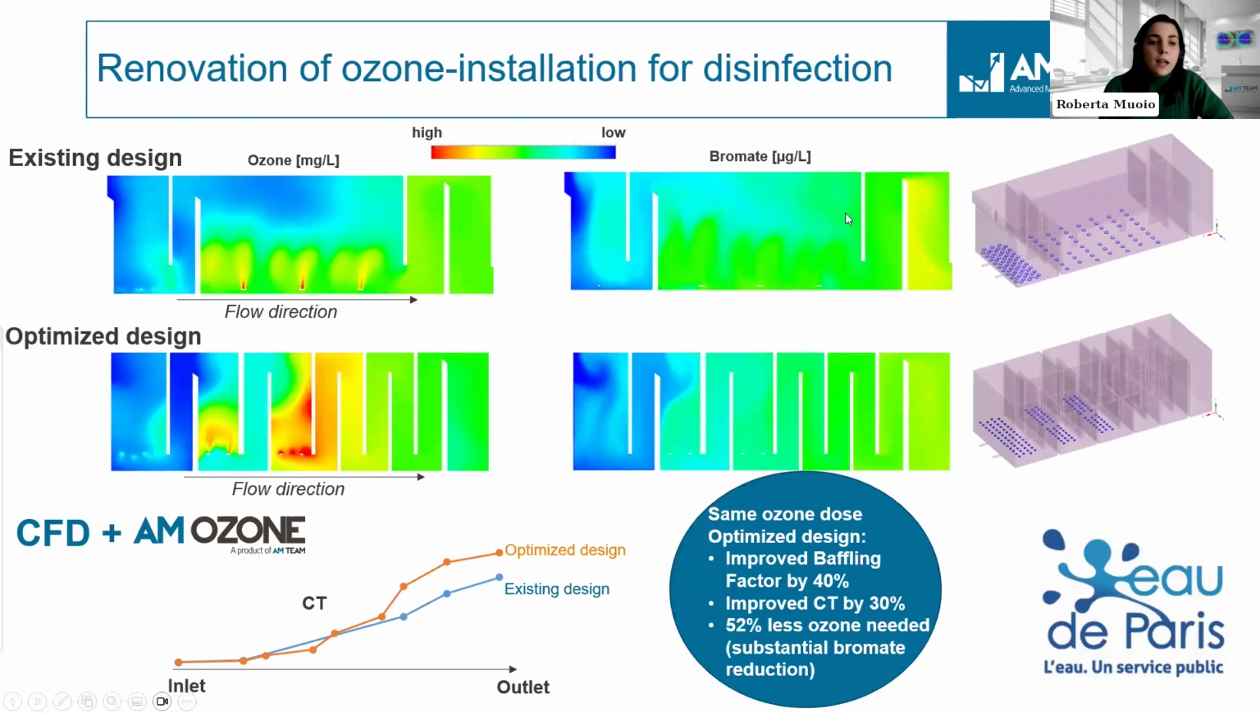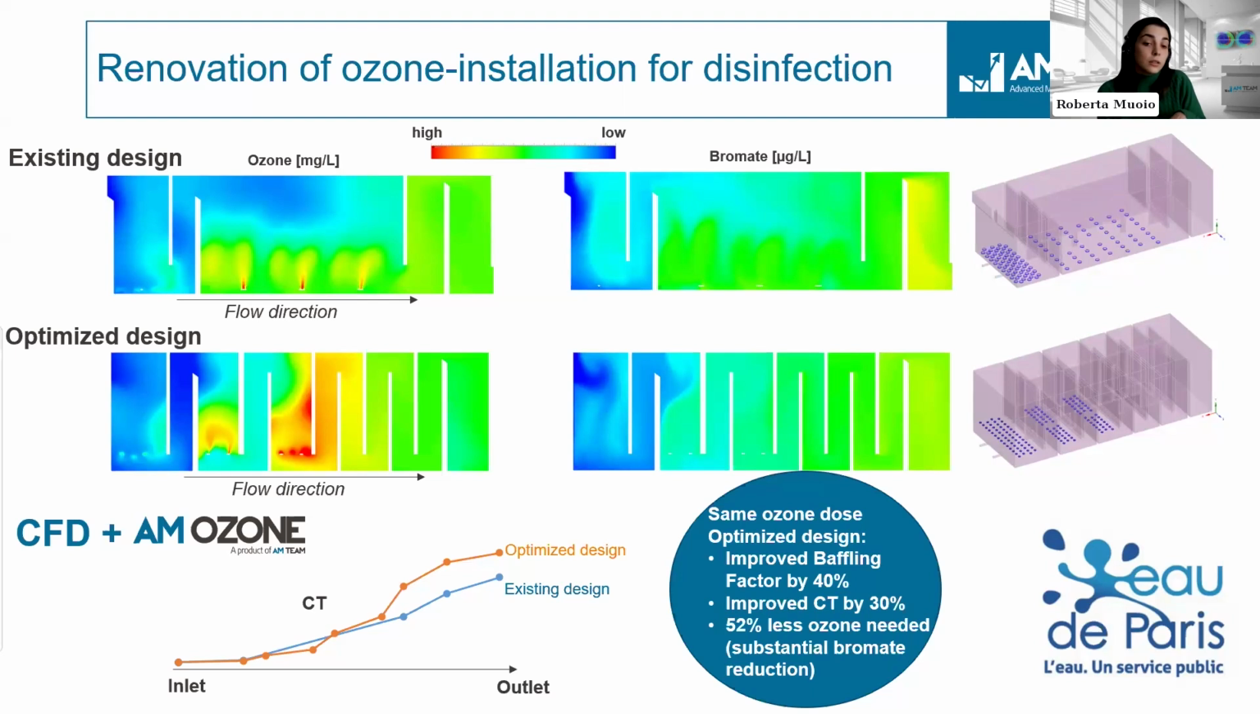So in this slide, you can see the 3D concentration of dissolved ozone in the existing design and in the optimized design, as well as the bromide formation, so the concentration of bromide along the reactor. So basically, the main conclusion there was that in the existing design, the ozone dose was not delivered optimally.